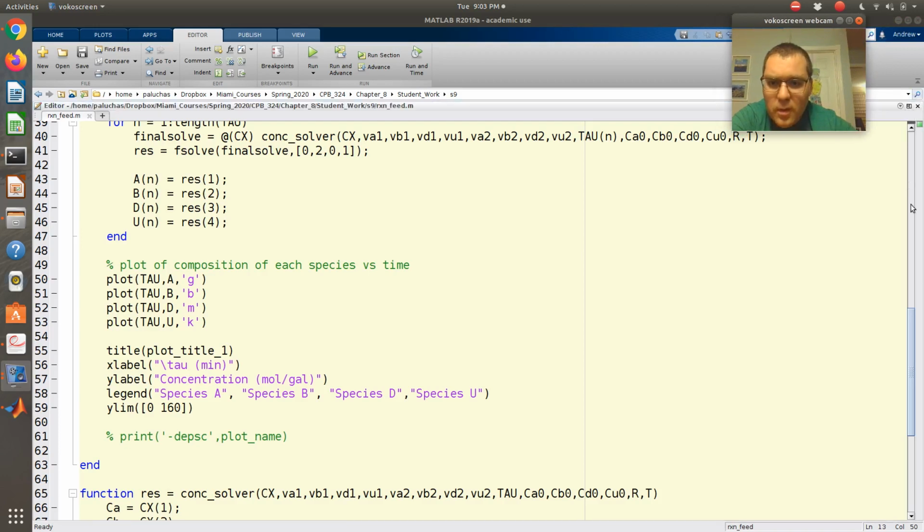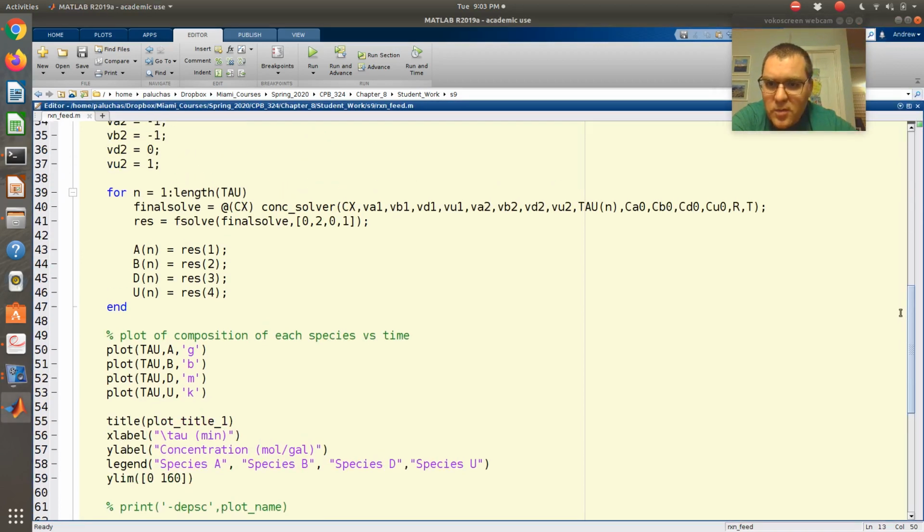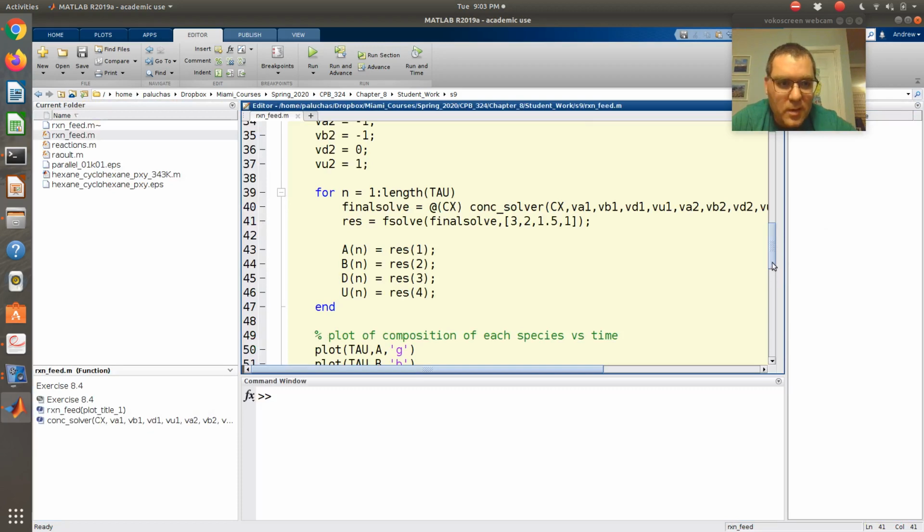Oh, and let's look real quick. When you use fsolve, we have initial guesses of 0, 2, 0, 1. Let's just make this something other than that. So let's make 3, 2, and I don't know, 1.5 and 1. Let's just make those something other than 0 and being the same thing. So I'm going to restore that.